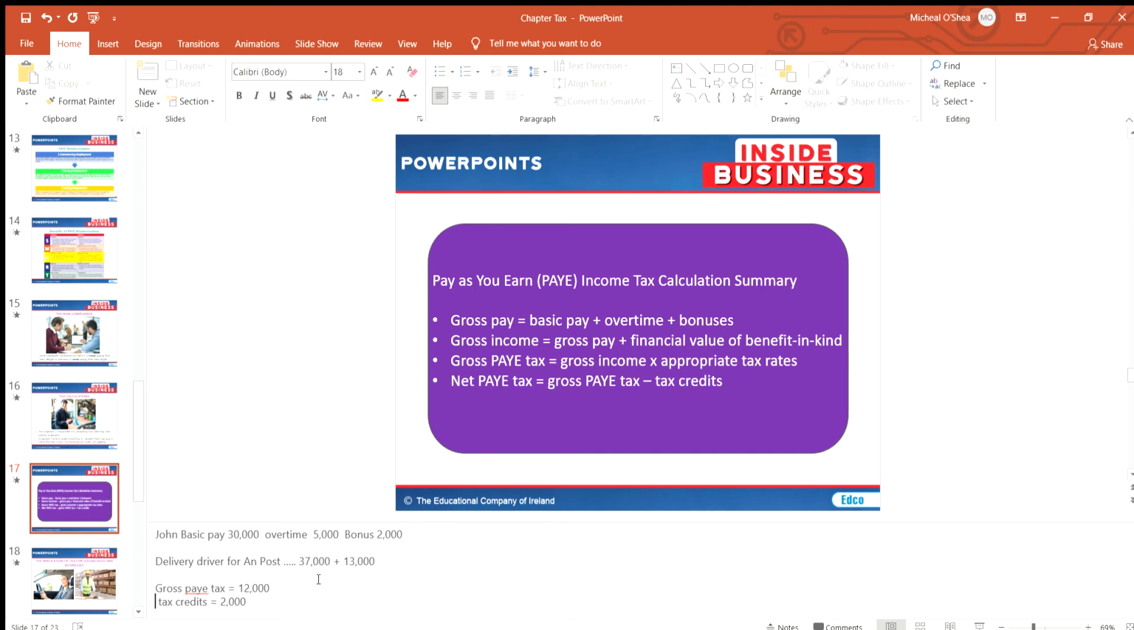So there's a lot more involved than just multiplying your general income figure that you think you've earned by a certain percentage. We looked at his basic pay, how much you'd earn under your normal working contract, along with any overtime, along with bonuses. This is gross pay. We then added that to any benefit in kind, maybe free phones or free vans or anything like that. All the value of that added to his gross pay, and we have his gross income. We then multiply that by the tax rates, and that's our gross PAYE tax. And then you just take away the tax credits. And that's where we work our way all the way down to the net PAYE tax.